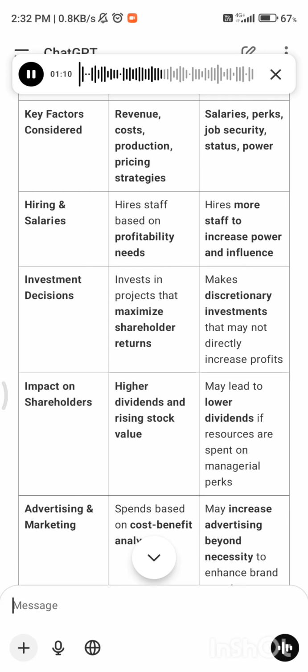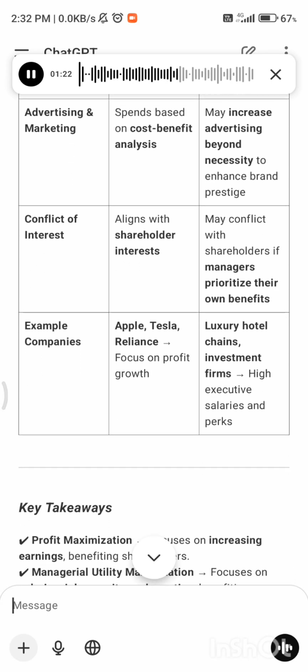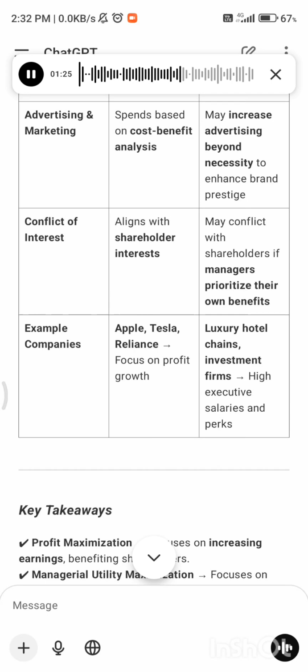Impact on shareholders: higher dividends and rising stock value. Versus may lead to lower dividends if resources are spent on managerial perks. Advertising and marketing: spends based on cost-benefit analysis. Versus may increase advertising beyond necessity to enhance brand prestige. Conflict of interest: may conflict with shareholders if managers prioritize their own benefits. Example companies: Apple, Tesla, Reliance. Focus on profit growth. Versus luxury hotel chains, investment firms, high executive salaries and perks.